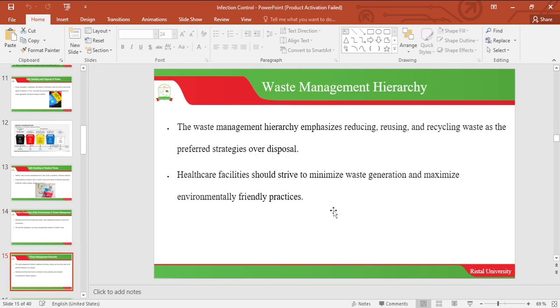Let's look at waste management hierarchy. The waste management hierarchy emphasizes reducing, reusing, and recycling waste as preferred strategies over disposal. So healthcare facilities should strive to minimize waste generation and maximize environmentally friendly practices.